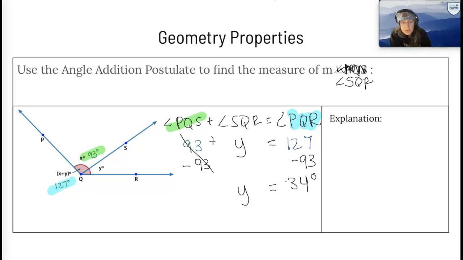Why is y equal to 34 degrees? Because you're talking about a measurement, and so you need to use your units. If you don't use your units, you will probably lose points. Okay, so the explanation. I want you to write down the explanation. Tell me what the explanation is. Because it's the angle addition postulate. I know you can do it.